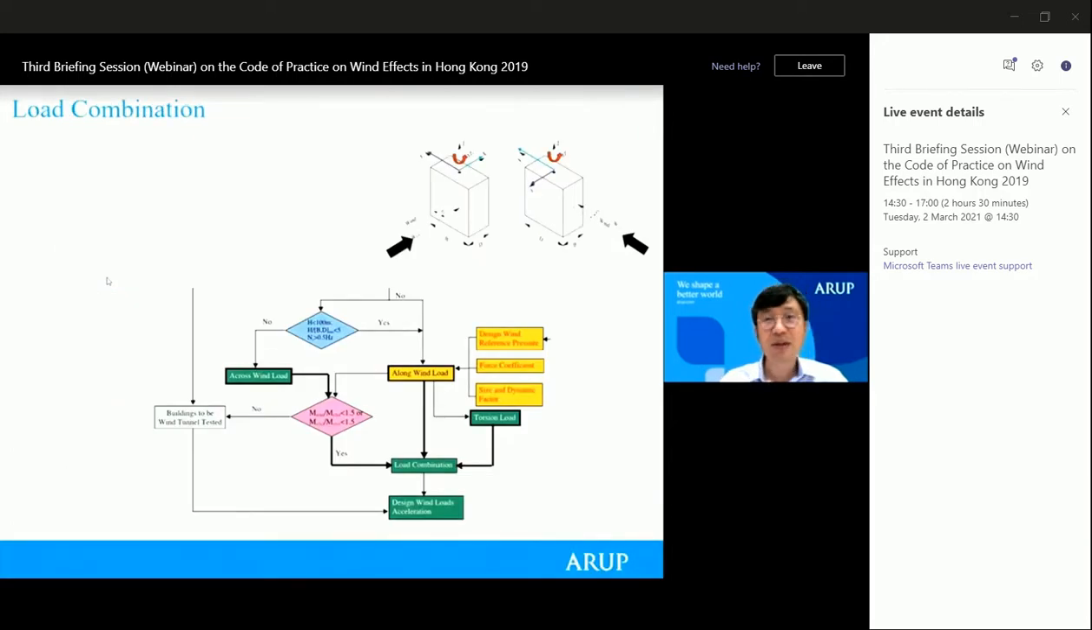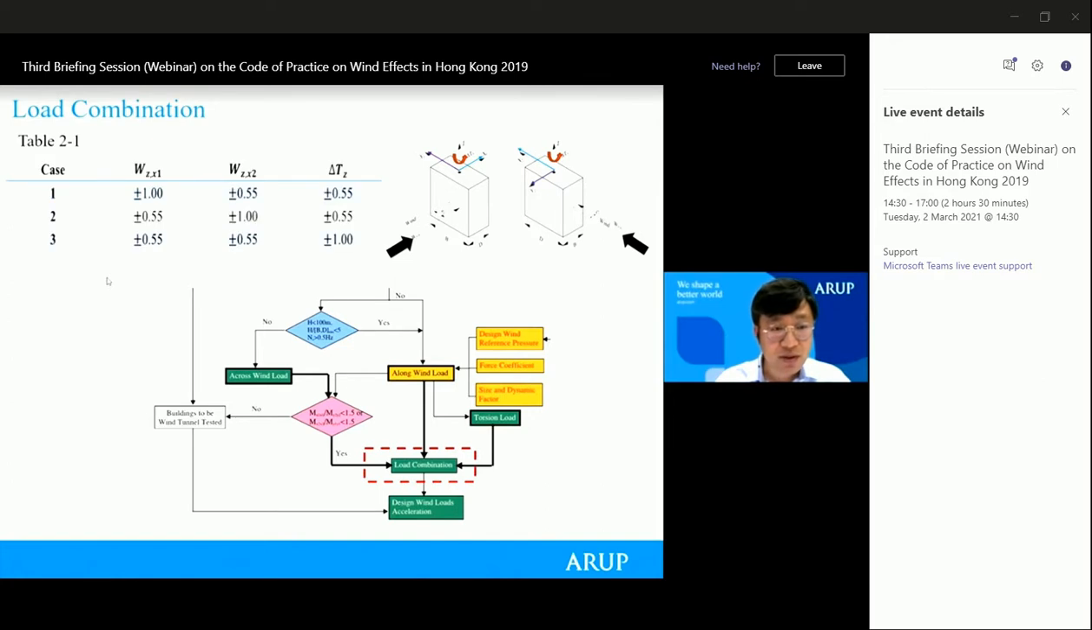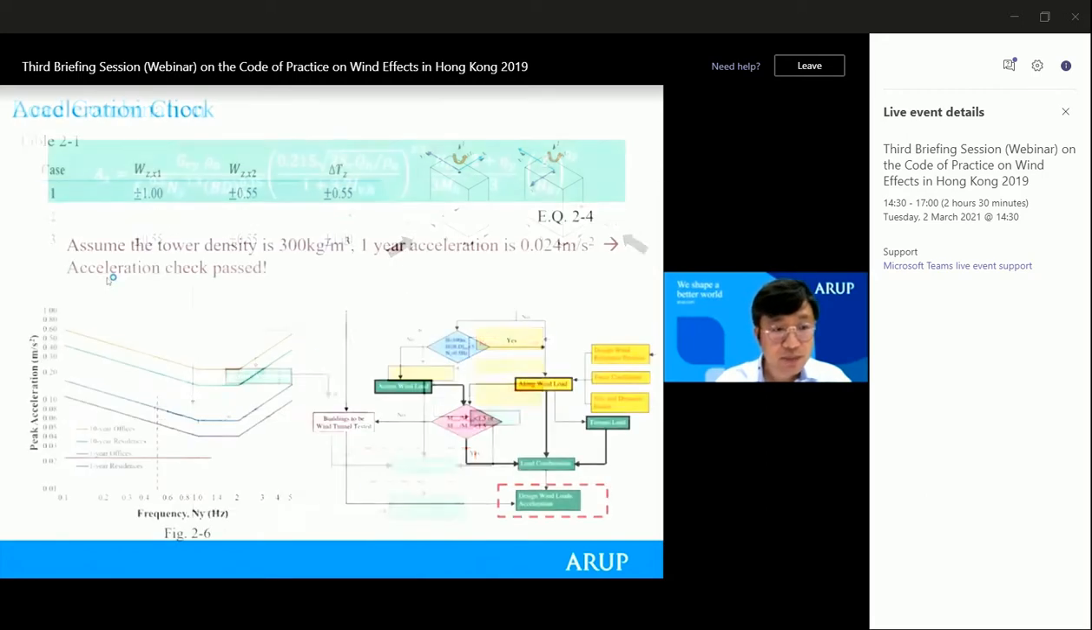Then it's the load combination. So we have got the along-wind lateral force in the 2 orthogonal directions. We also get the torsional force. So following the load combination table, Table 2.1, we can do the load combination directly.